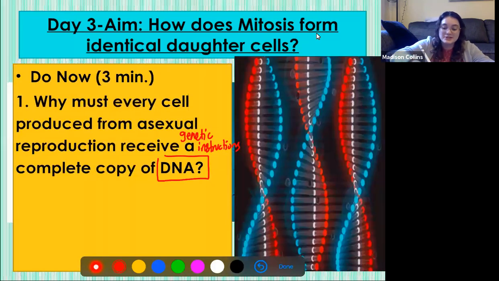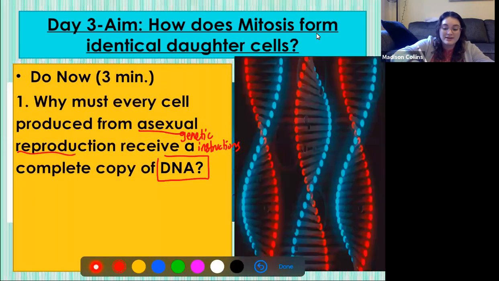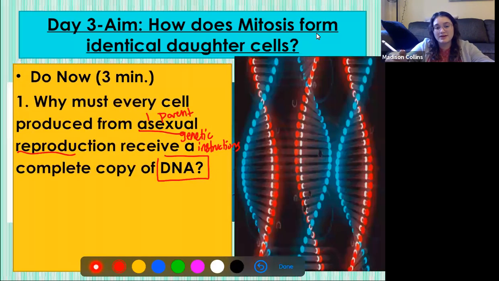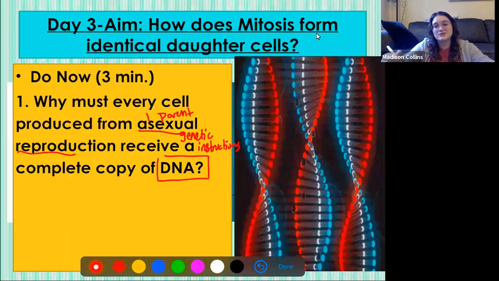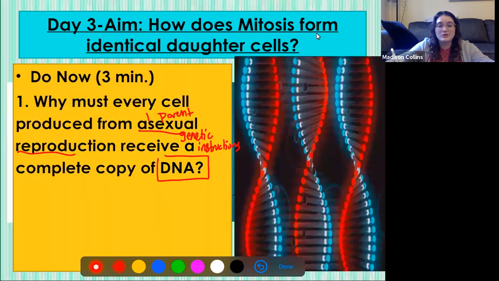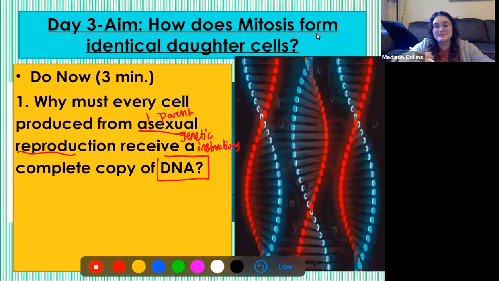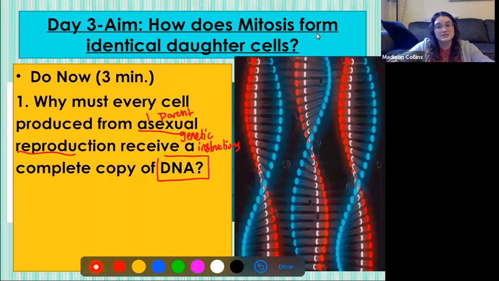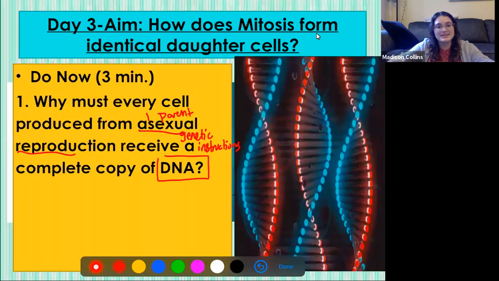And since with asexual reproduction, we only have one parent, that full set of DNA has to come from that one parent in order for that cell to work properly. So with asexual reproduction, we produce genetically identical cells, and we have to have that identical DNA in order for those cells to function. All right.